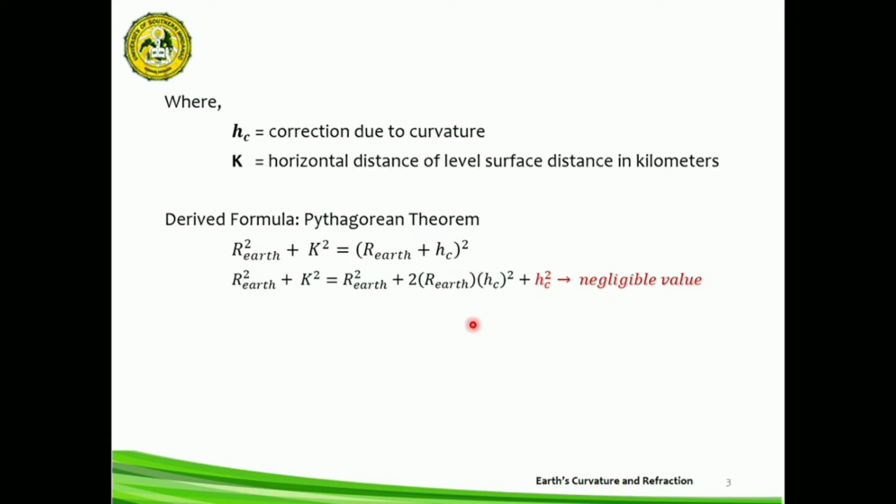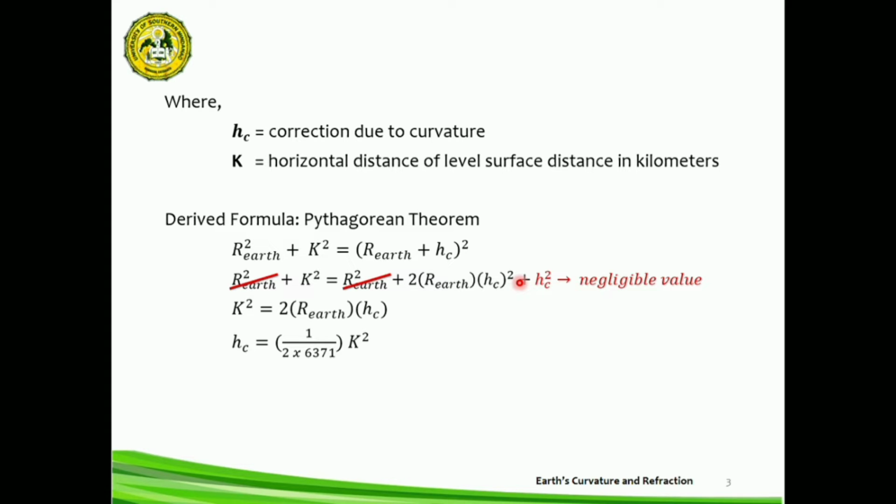So, kung napapansin nyo, we have a negligible value. Bakit po naging ganito? It is because napakababa po ng value niya para isali pa natin in finding or solving the curvature correction. So, we simply cancel out the like terms. So, ito na lang po yung natira. K squared equals to 2 times R Earth times HC.